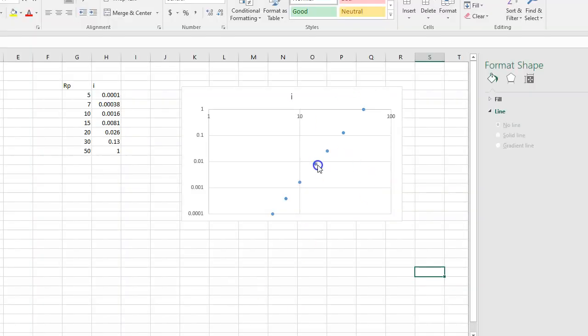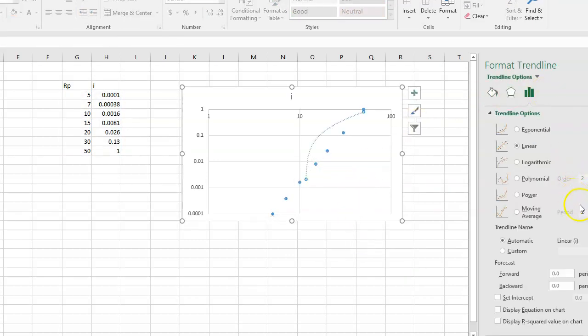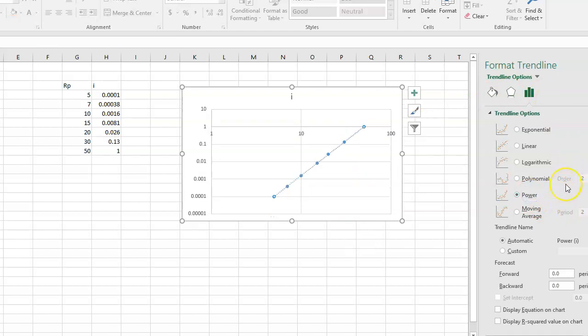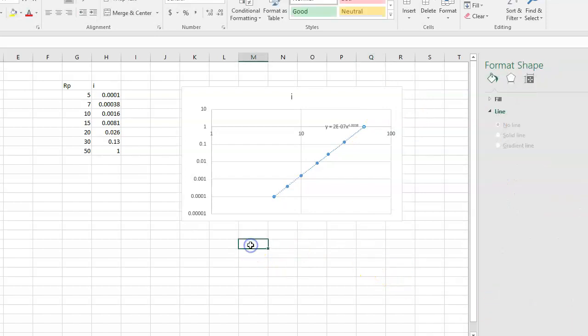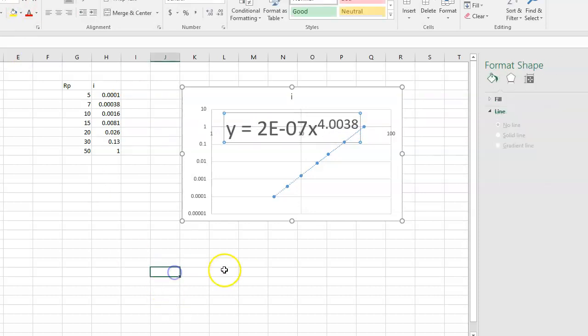So I'm just going to go here and I'm going to say add trend line, and I want it to be, oh, I'm sorry, it's a power, not a polynomial. It's a power. Add trend line. You see we got a really nice fit there. I'm going to say display equation on chart. And now from this equation, let's see if I can make it big enough to read. There we go.